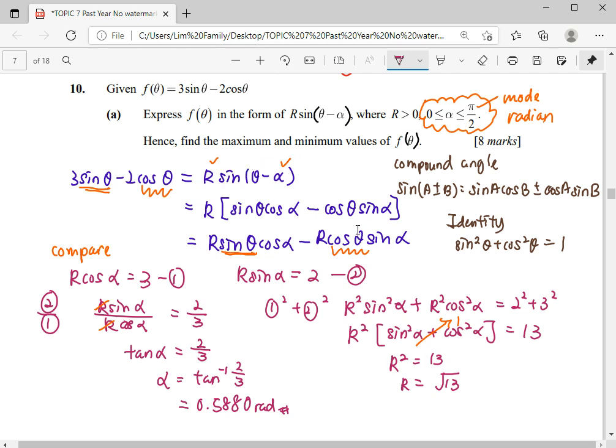Finally we can express our function in terms of r and the compound angle. Therefore 3 sine theta minus 2 cos theta equals root 13 sine, the compound angle being theta minus 0.588. This is our expression in the form of r sine compound angle.